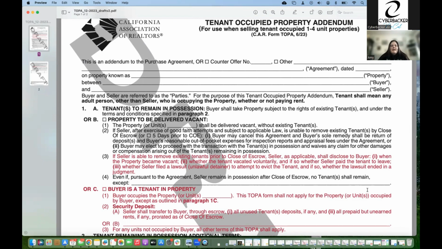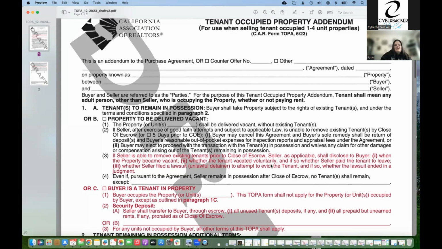Okay. Line number 3 was updated on this one. We did train on this one previously, so if you want to see the full training, you're welcome to find that. Line 3 was updated that the seller is able to remove existing tenants prior to close of escrow. Seller, as applicable, shall disclose to buyer when the property became vacant, whether the tenant vacated voluntarily, and if so, whether seller paid the tenant to leave, whether the seller filed a lawsuit or an unlawful detainer, and to attempt to evict the tenant, and if so, whether the lawsuit ended in a judgment. Okay, so the seller's required to do that if the tenant vacates before the close of escrow. So they've added that verbiage in.